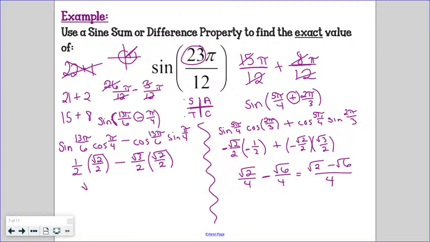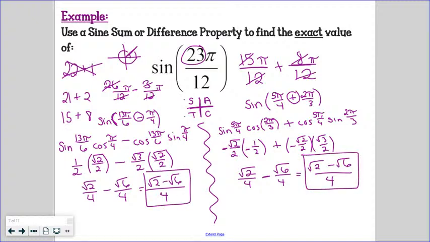Cleaning this up, we'd have square root of 2 over 4 minus square root of 6 over 4, or square root of 2 minus square root of 6 over 4, and you can see that we match the same answer. And again, if I were to switch these two angles the way I have them written in here, all that would do is switch my numbers at the bottom, but it would still be a negative square root of 6 and a positive square root of 2.